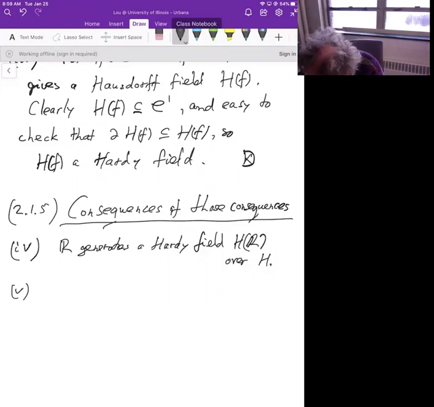You can also always adjoin the identity, the germ of the identity function. x generates a Hardy field H(x) over H, right? Because the derivative of x is 1. In other words, x is an antiderivative of something that's already in H. Number 6.